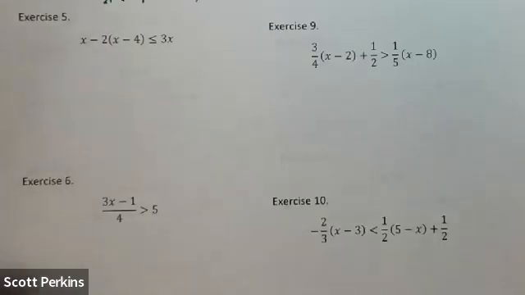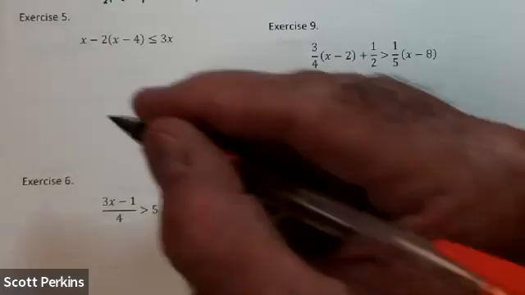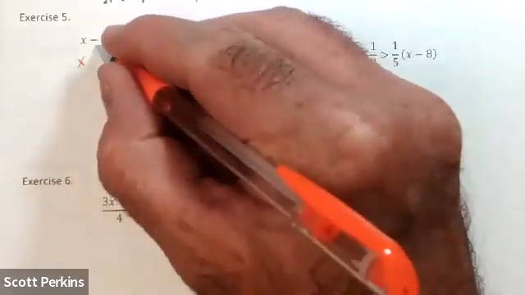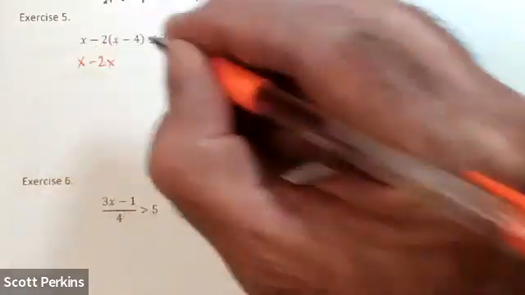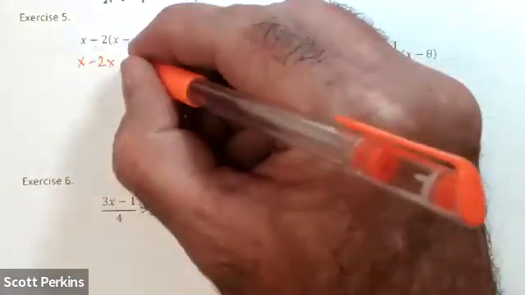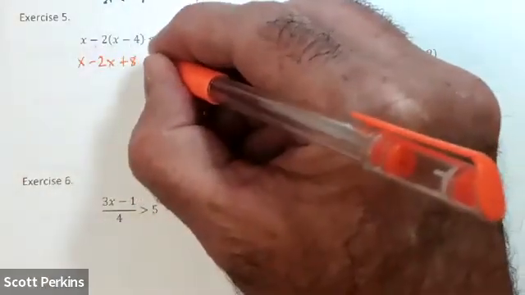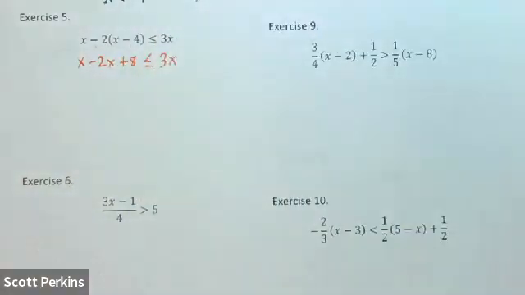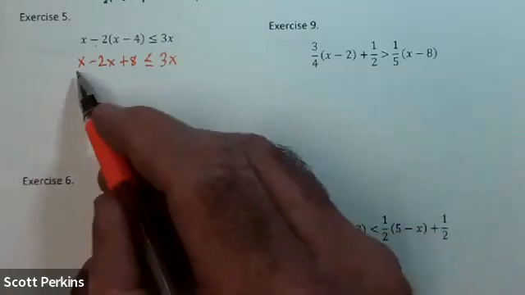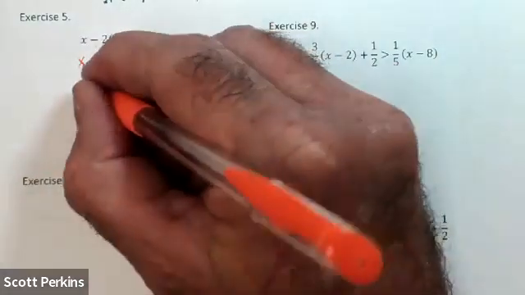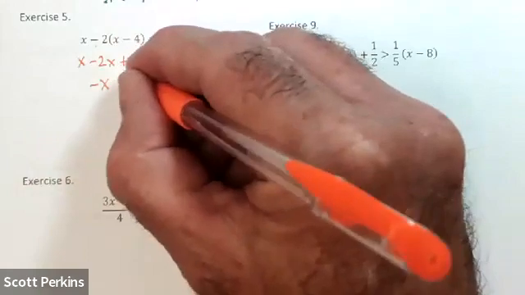All right, so let's see how you did. Give me any feedback you need to. So I have x, then negative 2 times x is negative 2x. Negative 2 times negative 4 is plus 8 is less than or equal to 3x. I'm going to combine my like terms. So x minus 2x is negative 1x, or just negative x.